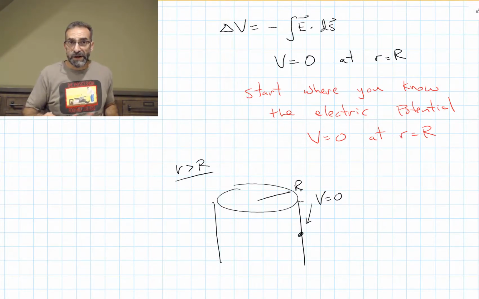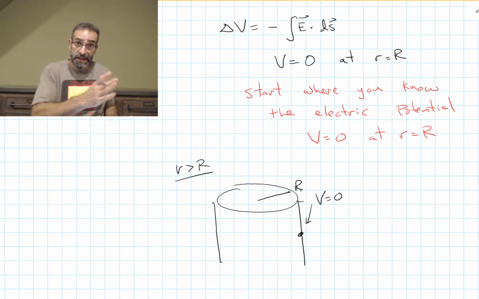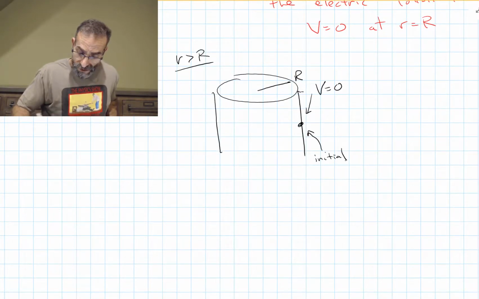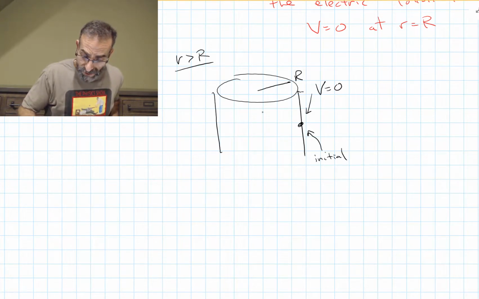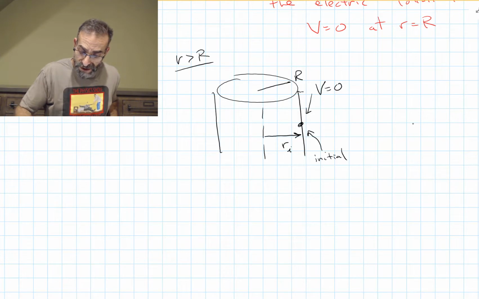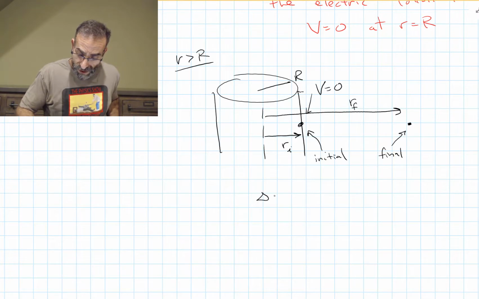We're going to start on the surface of our cylinder and go out from there first, and then we'll go back and start at the surface and go into the other region. So there's our initial location, that's our starting point. This would be our initial, and we're going to go out to just any arbitrary point out here. And we're going to use our equation.